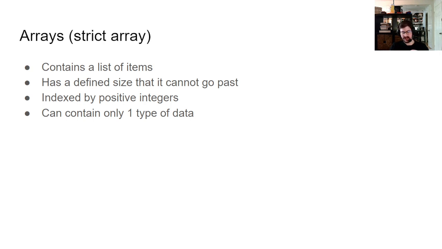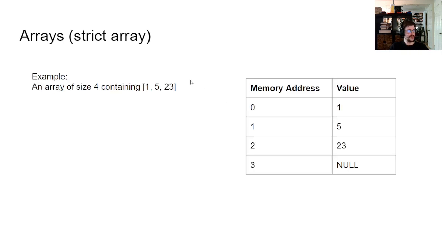And that's just because that's how these systems work. They want to be very memory efficient, and they need to work that way. So here's an example of a strict array in memory. It's of size 4, which means the system has allocated 4 memory slots to it.